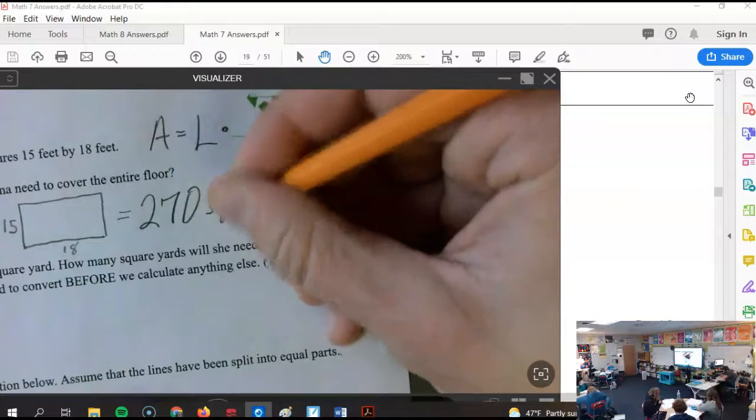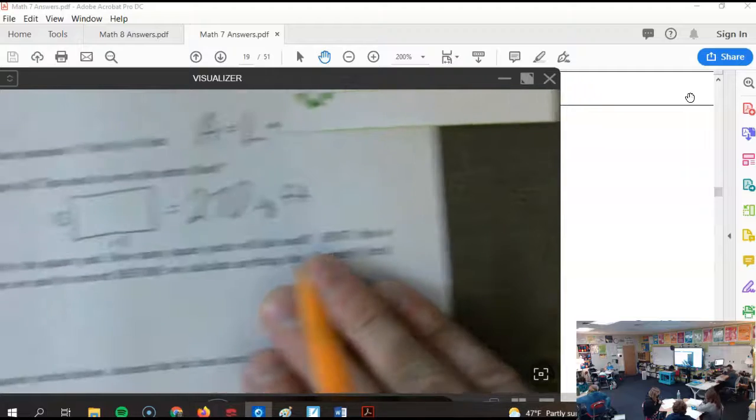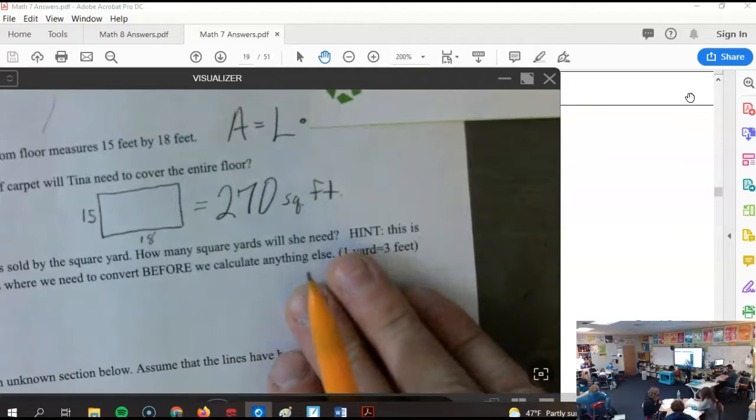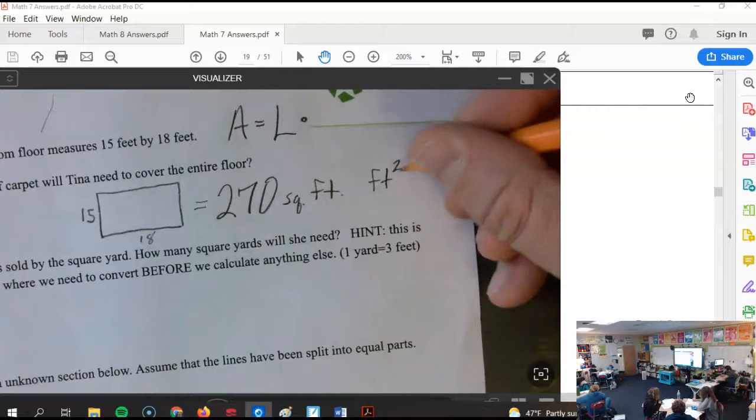270 square feet. Please make sure you have a label on your number. If you don't, please put it on there right now. Or you can say feet with the little 2 above it for feet squared.